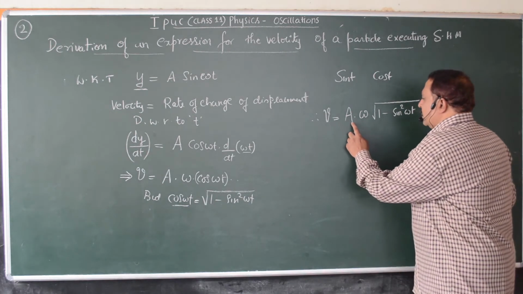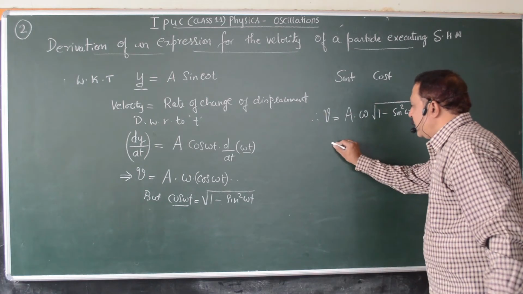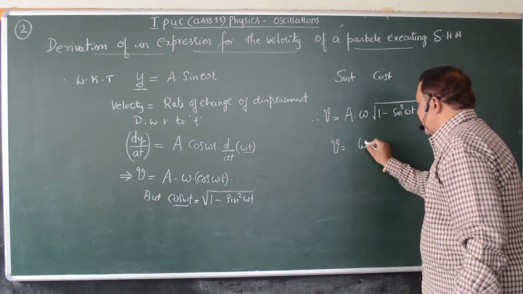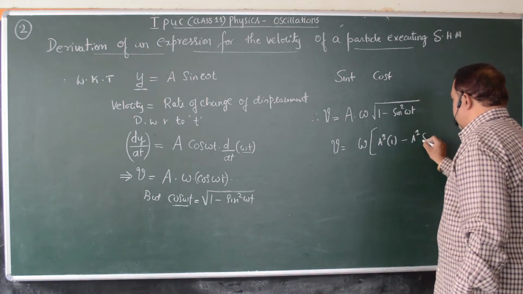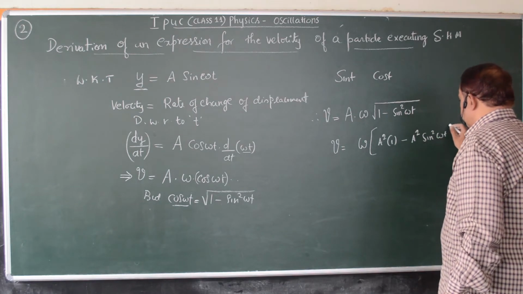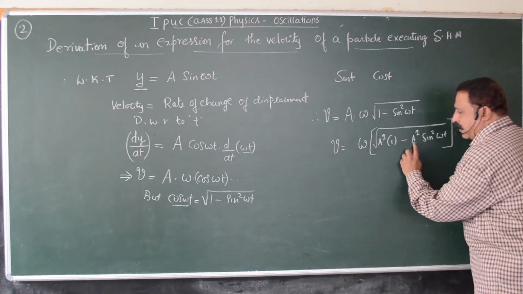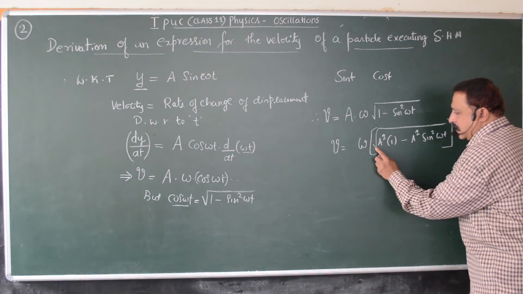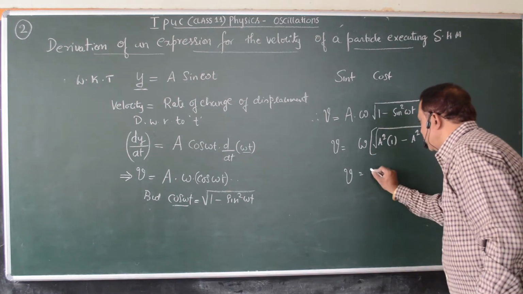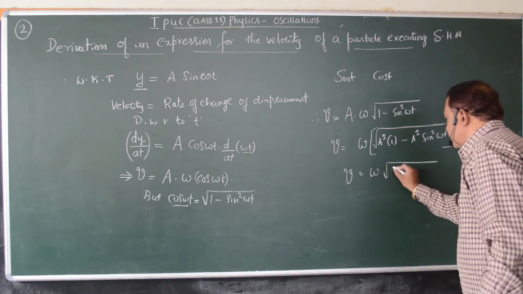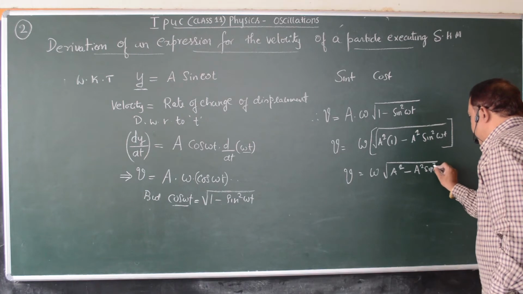Now, let me multiply by a. I can write this as omega into the square root of a square into 1 minus sine square omega t. If I take a square common, and a square is under the root, it becomes just a. So v equals omega into the square root of a square minus a square sine square omega t.